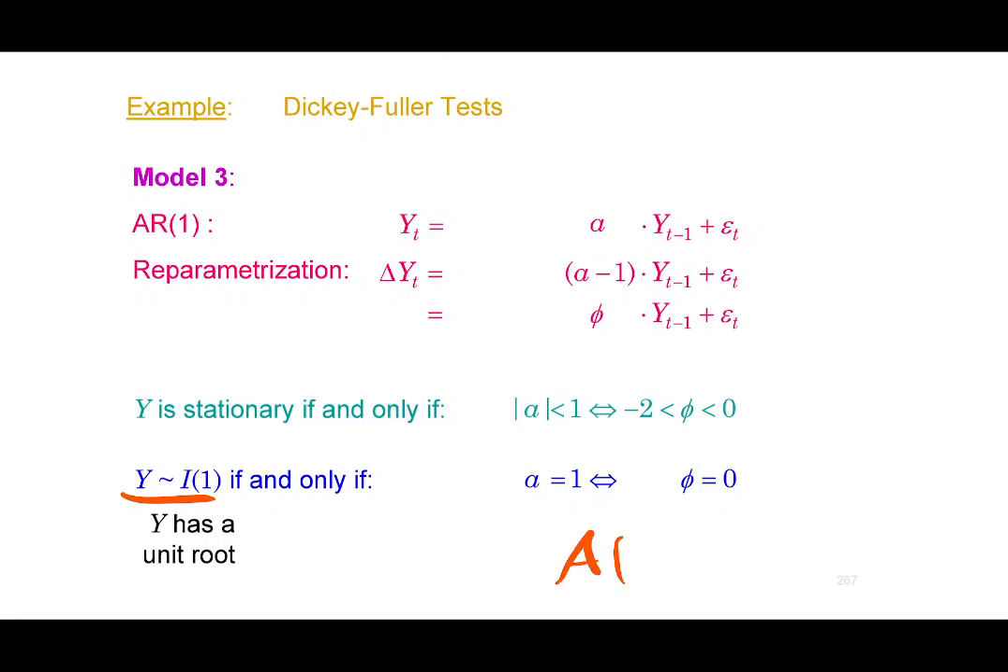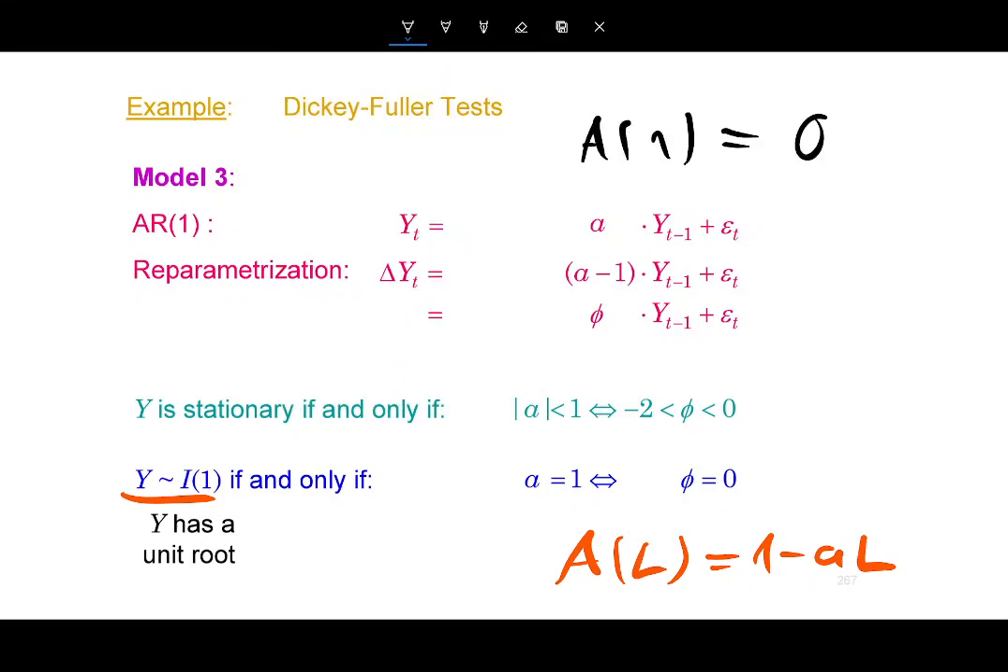So if you take the lag polynomial of the process, which is 1 minus AL, you might remember that, and you put 1 in there, then you would get 0, obviously. If A is equal to 1, then this is going to be the case. If A is equal to 1, then 1 is going to be a root of the lag polynomial. You understand what I'm saying?